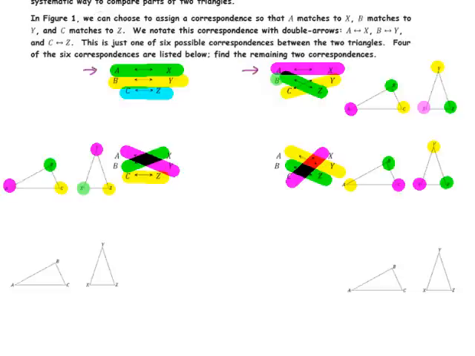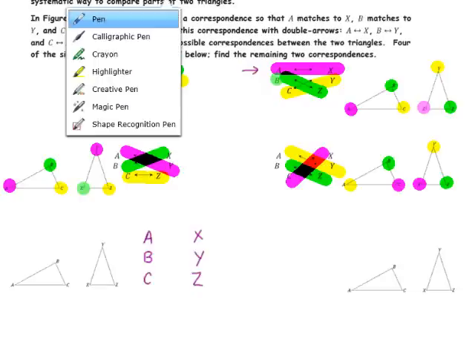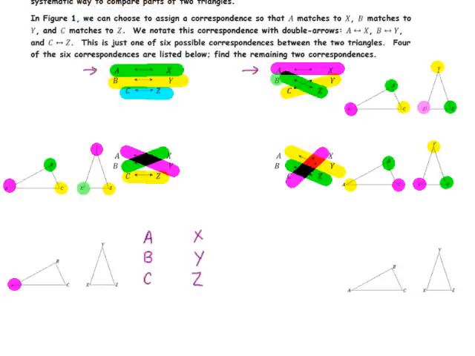So let's go ahead and write down A, B, C. Those are the vertices on the first triangle. And then the vertices on the second triangle are X, Y, and Z. Now we already have A paired with X. We already have A paired with X again. And for our next one, we'll have A paired with Z. So let's highlight that. Whoops, let's change that.